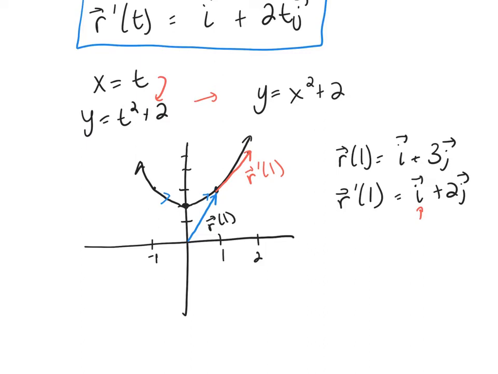So again, for the vector on the curve, I just graphed it starting at the origin, but for this derivative vector, I started on my curve at the terminal point of the previous vector.